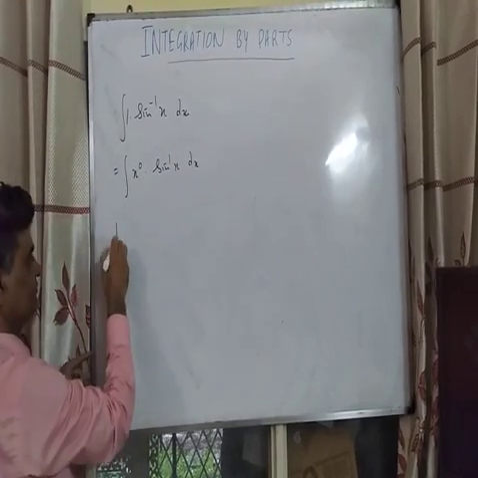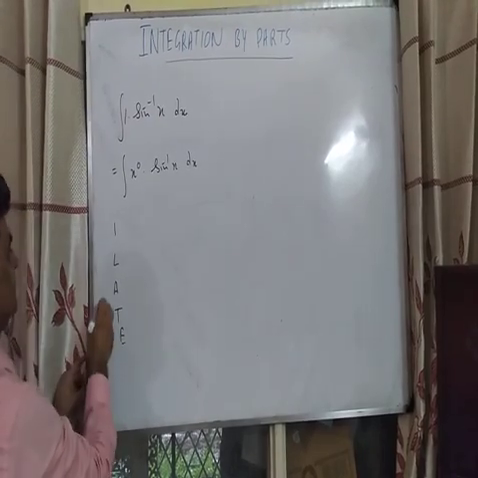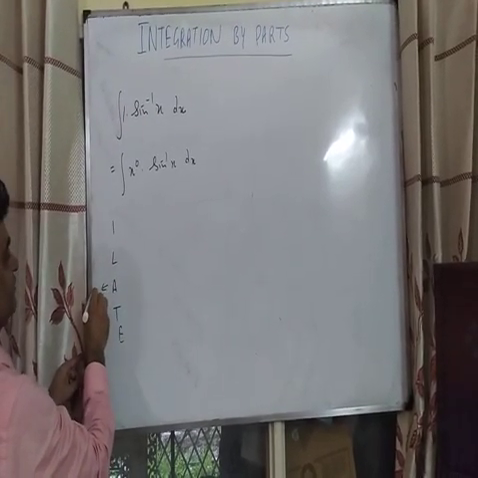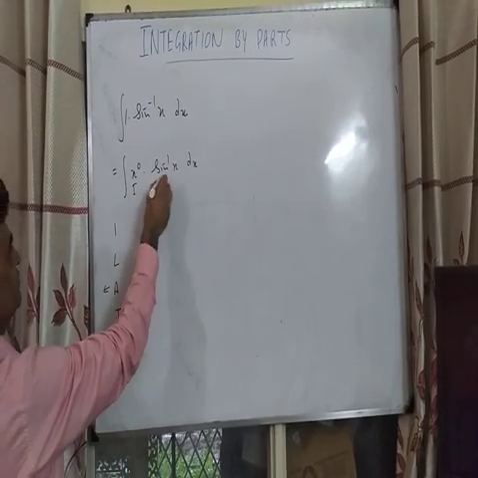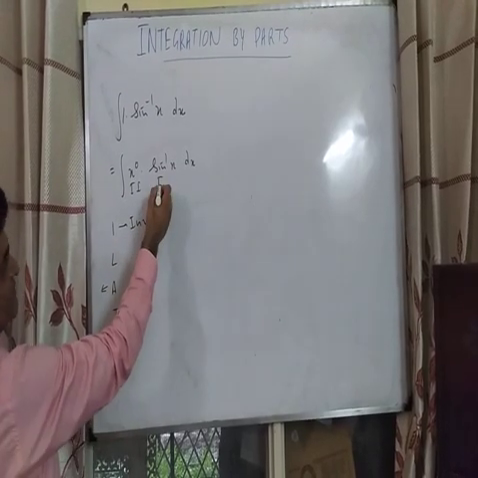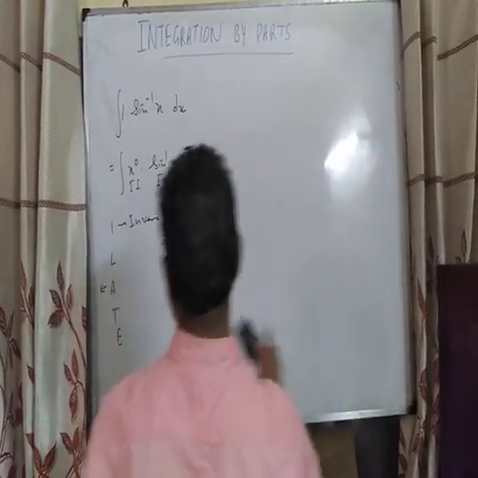As per ILATE, you can see that sin inverse is going to be the first function, because I is for inverse. So the inverse function is going to be the first, and this algebraic function, x to the power 0, is going to be the second function.